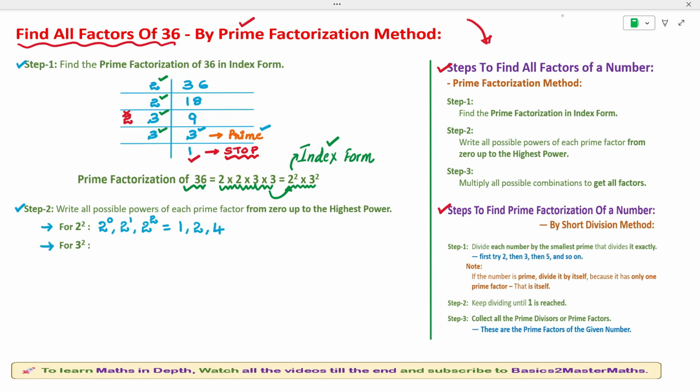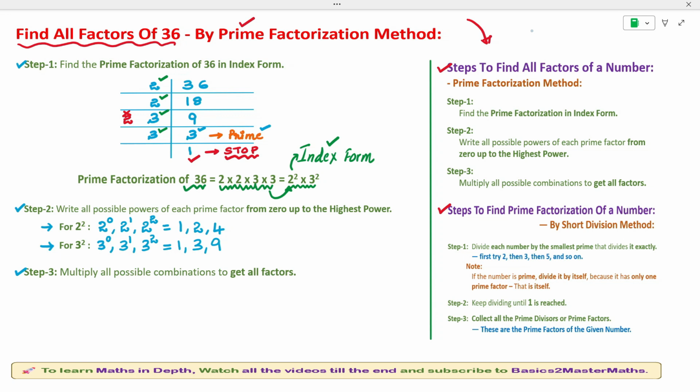Similarly, let us write all possible powers for 3 to the power 2. They are 3 to the power 0, 3 to the power 1, 3 to the power 2. This gives you 1, 3, and 9. Got it?